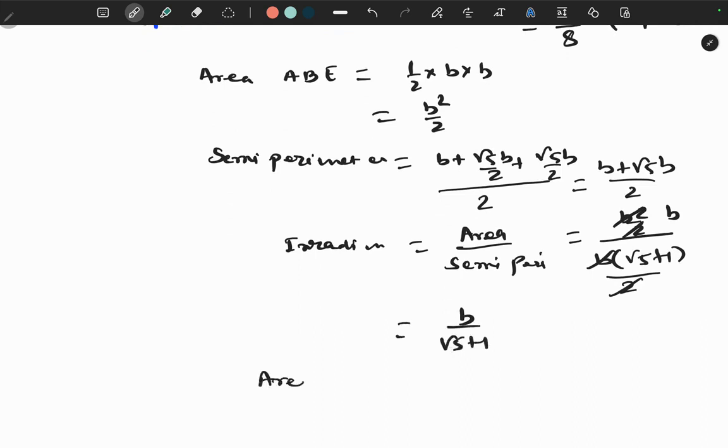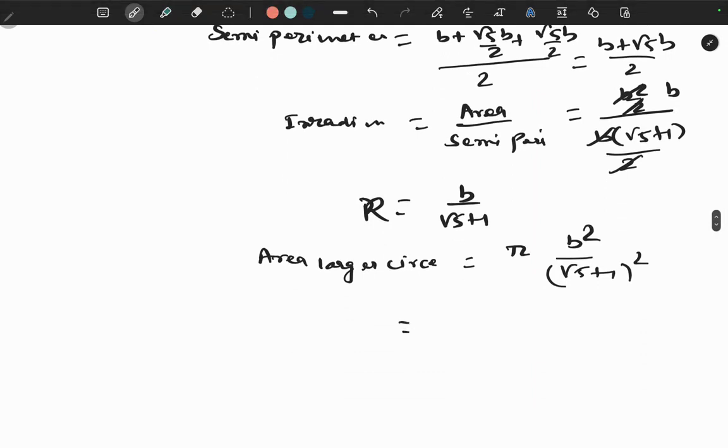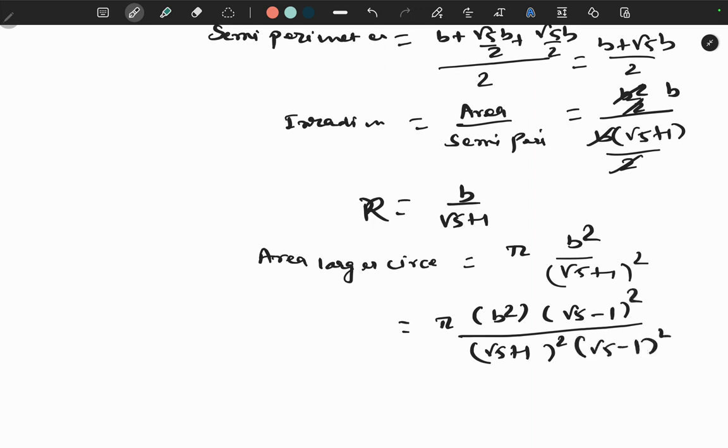So the area of the larger circle here is nothing but pi into r square. R is given here, capital R suppose. So pi b square over root 5 plus 1 whole square will be my area, right? Now just to solve this, I will multiply both sides by root 5 minus 1. Here root 5 plus 1 whole square is there, so I will put root 5 minus 1 whole square on both sides.